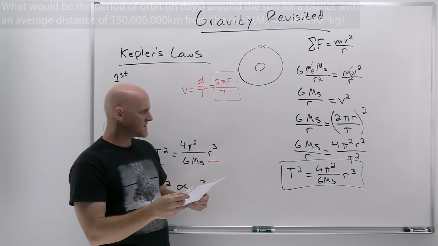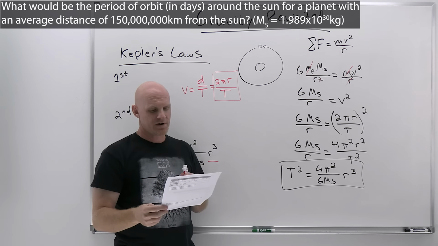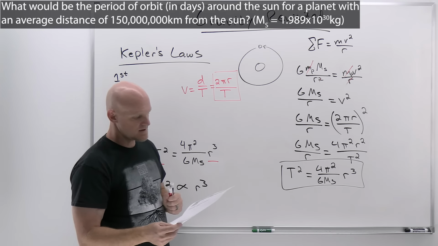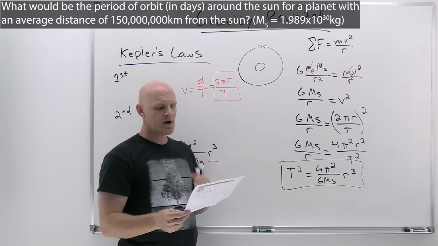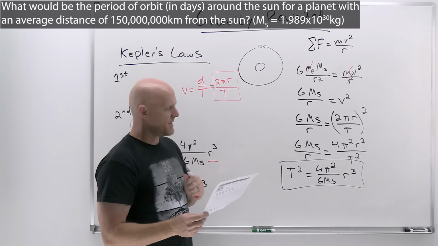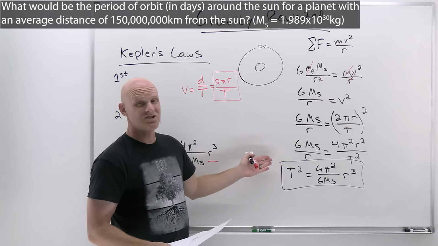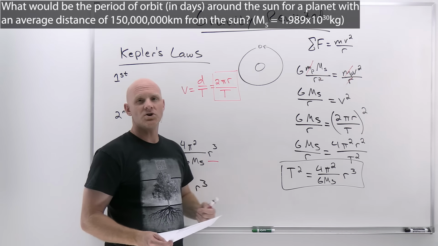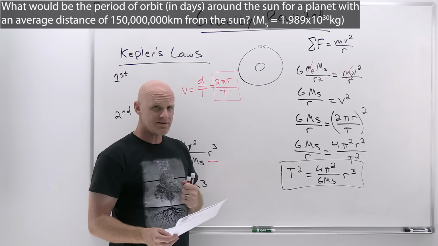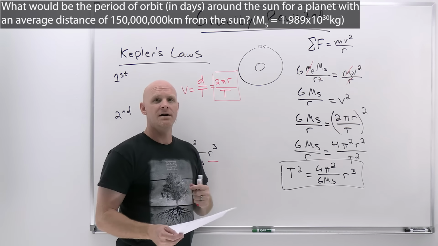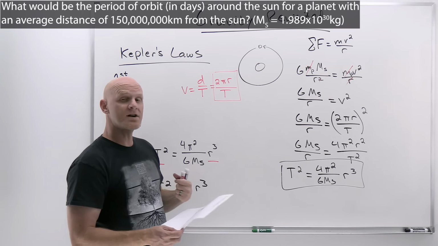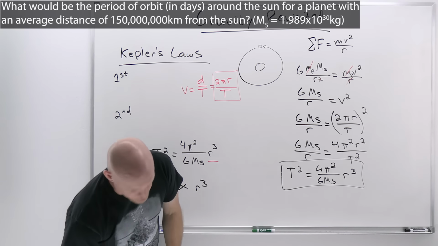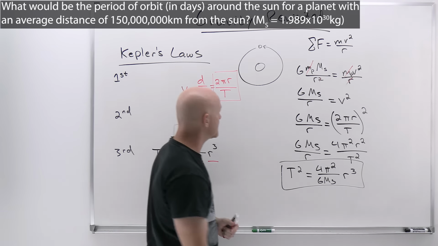So the question says, what would be the period of orbit in days around the sun for a planet with an average distance of 150 million kilometers from the sun? And once again, the mass of the sun is provided. It's just plug and chug at this point. Some of you may be on the hook for this. I highly doubt you're going to have to memorize this equation, but I can't guarantee it. Some professors are pretty litigious in making sure you memorize everything imaginable. But most of you, probably not the case. But you might have to be able to use it if provided it, and that's what we're going to do here.